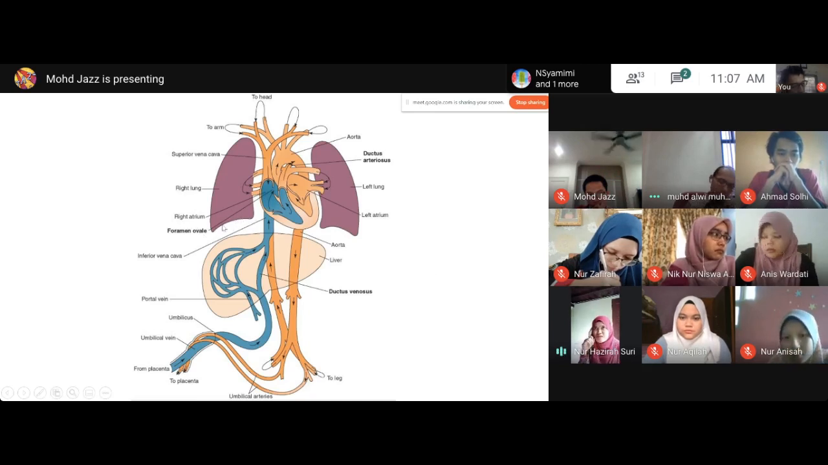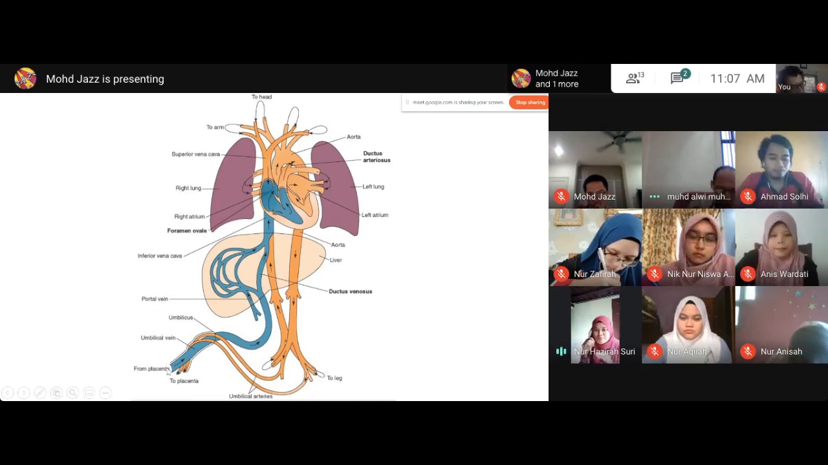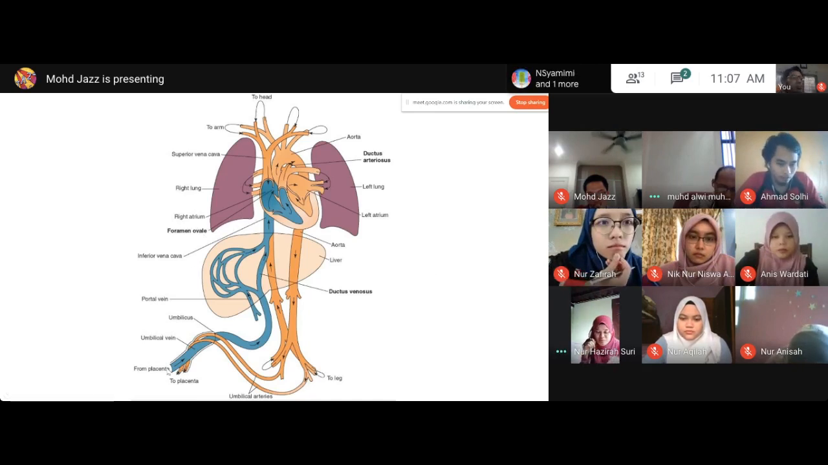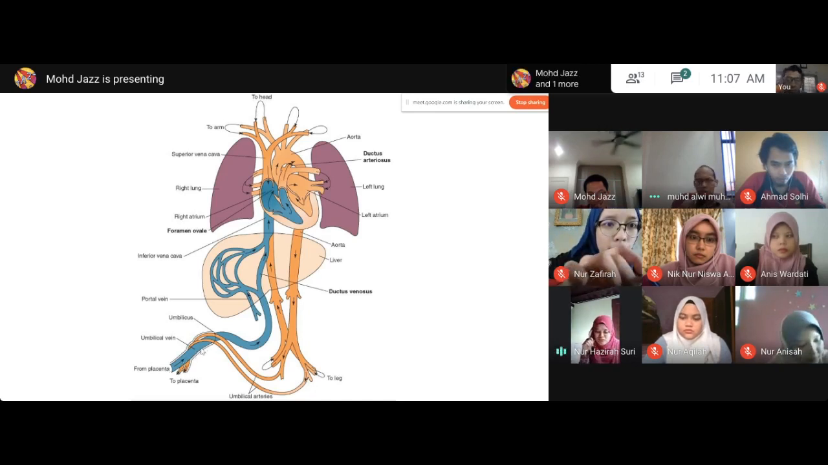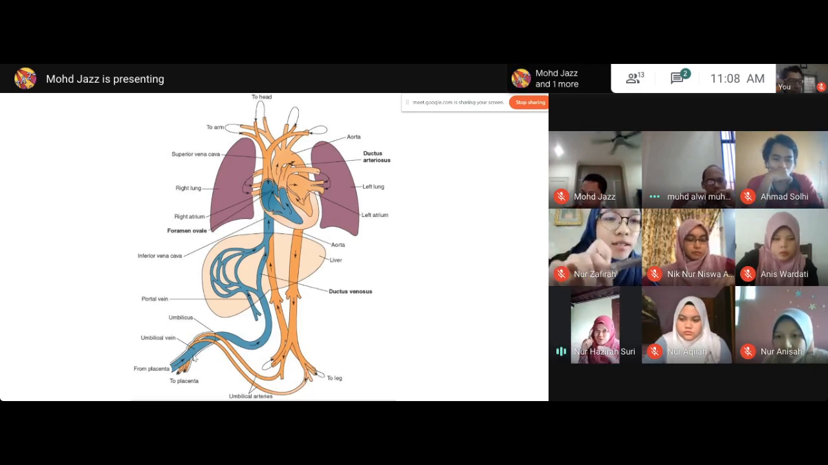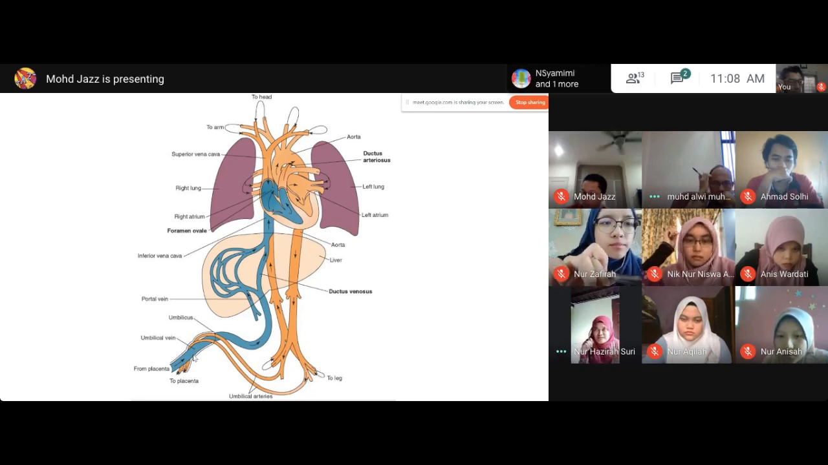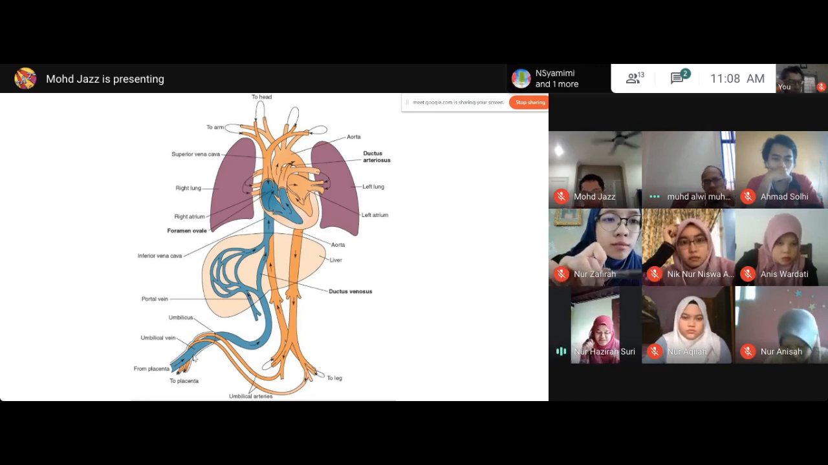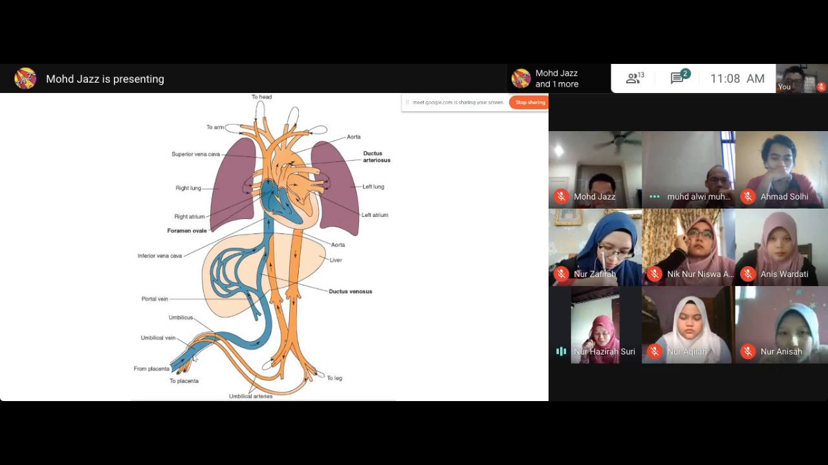Okay, so the umbilical vein will bring the oxygenated blood from the placenta to the fetus, right? The PO2 in the umbilical vein is around 30 to 35 millimeters of mercury only. So why is it called a vein even though it brings oxygenated blood? Because everything that goes into the heart is called a vein, and everything that comes out from the heart is called an artery. So the umbilical vein brings the oxygenated blood to the heart, so it is called the umbilical vein.